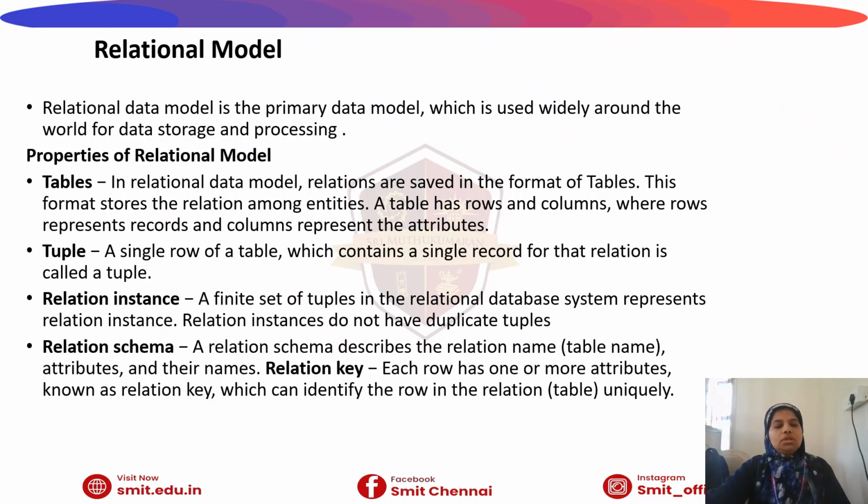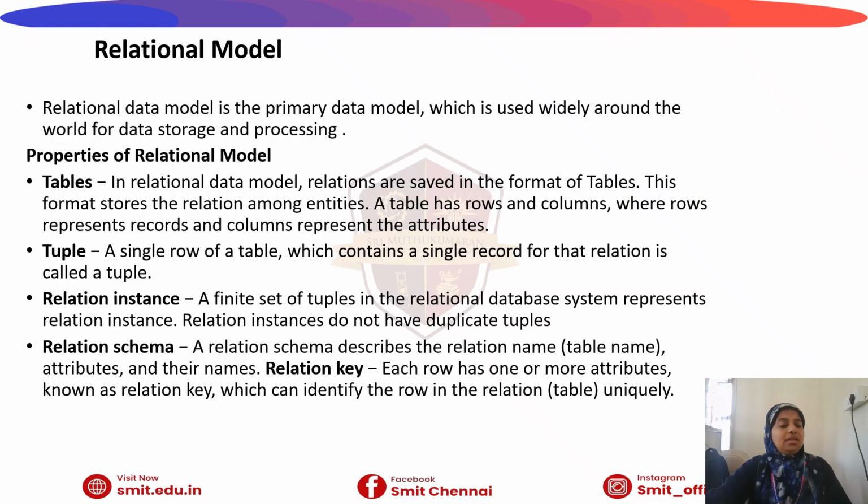Next is the relational model. The relational model is widely used around the world for data storage and processing, and it is consistent. There are some properties of a relational model: tables, tuples, relation instance, relation schema, and relation key. So what is a table? A table is data saved in the format of rows and columns, storing a relation among entities. The table has rows and columns, where rows represent the records and columns represent the attributes.